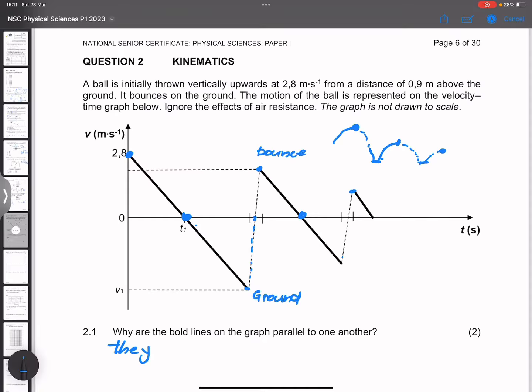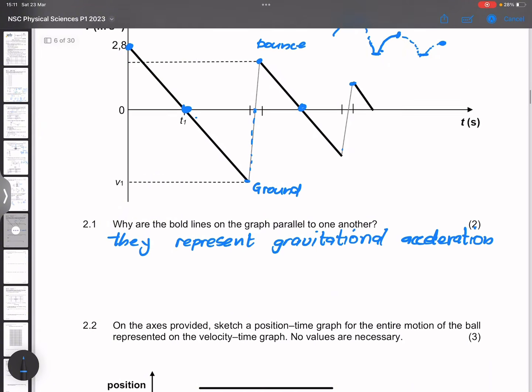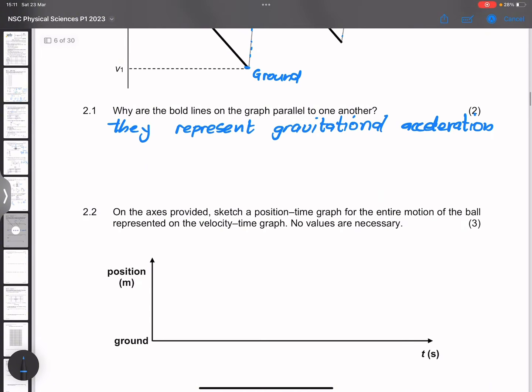gravity. So remember, the gradient of the graph represents gravity. So they represent gravitational acceleration. We can say this is when the ball is in free fall, and as a result, it is moving at 9.8 meters per second squared.